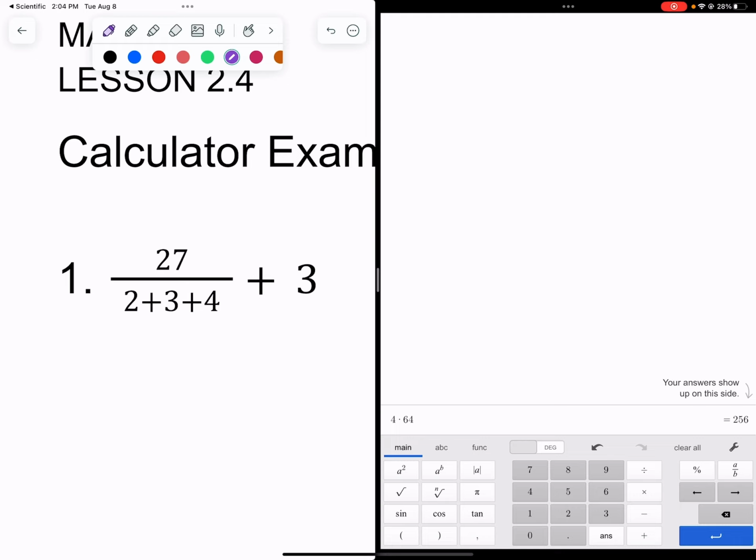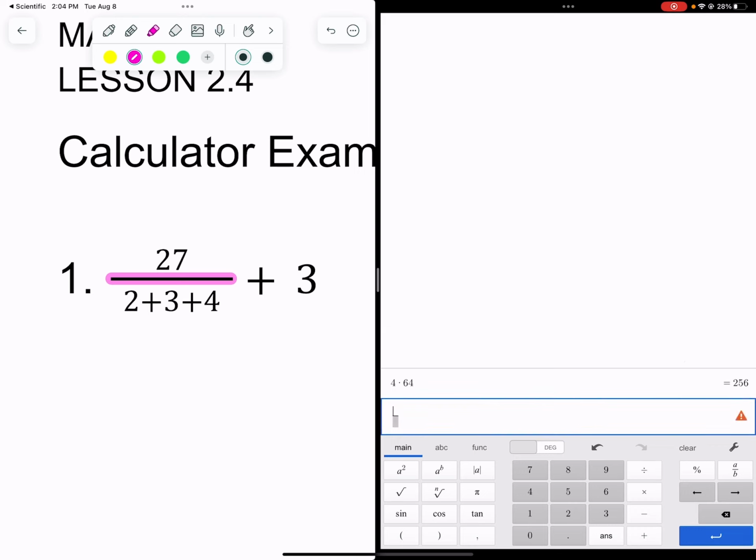I'm going to start with number 1. It's a very great place to start. My big operation, let me get a highlighter, is that division bar right there, so that's where I'm going to start. I'm going to start with the division bar. You can start with the division bar, or if you use the A over B button, it does the same thing.